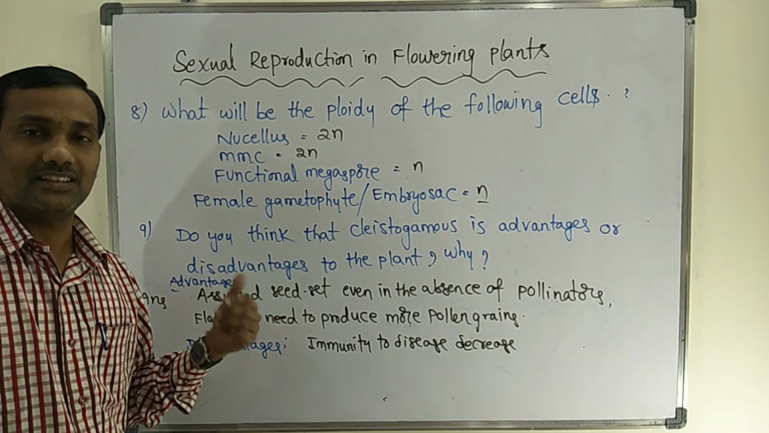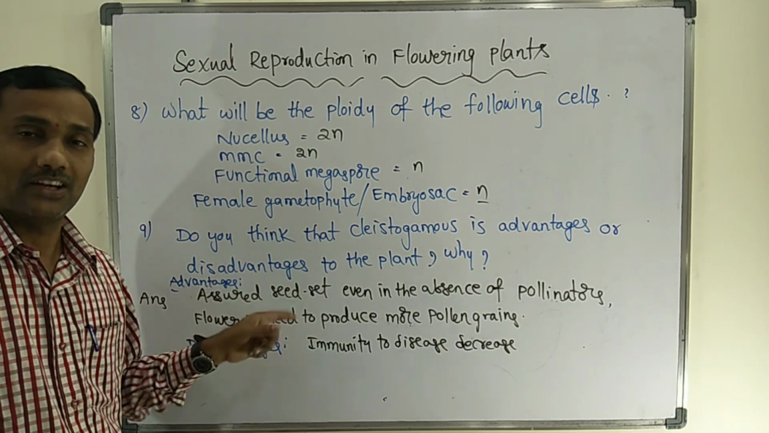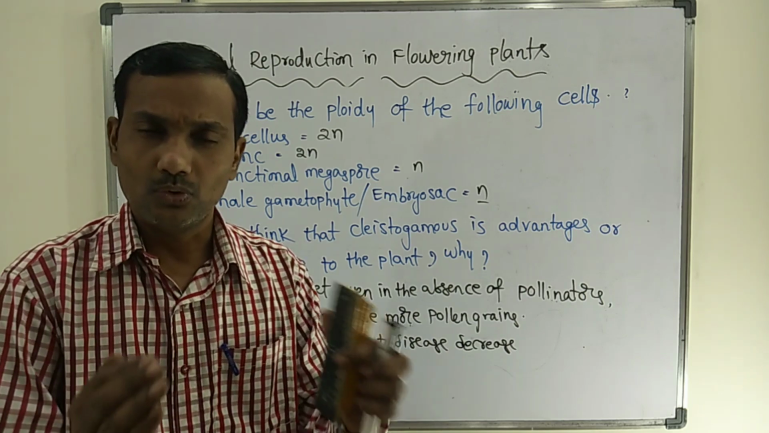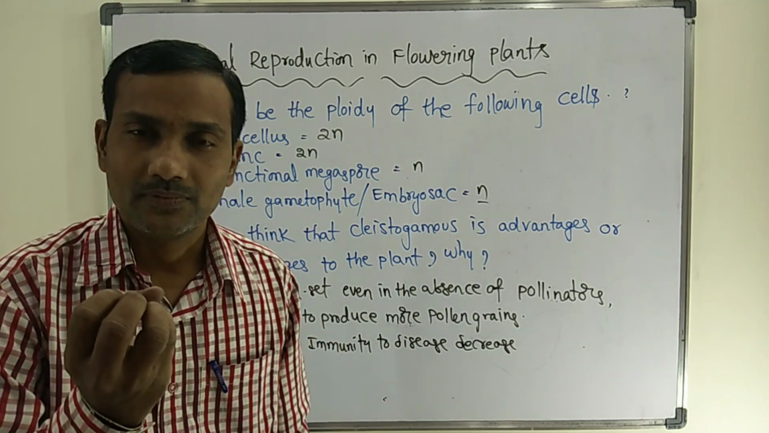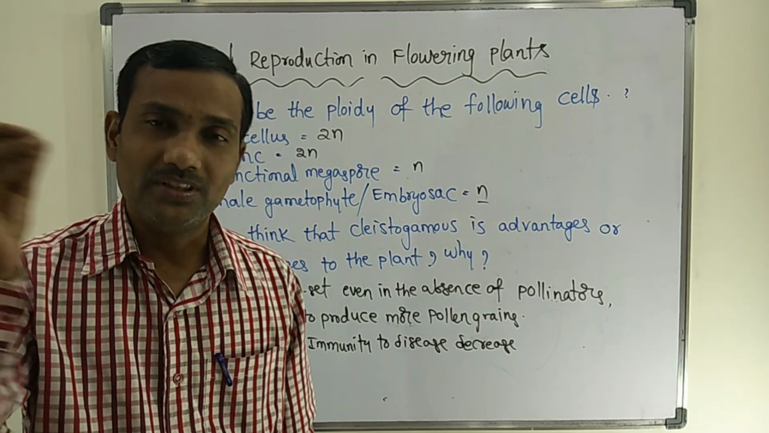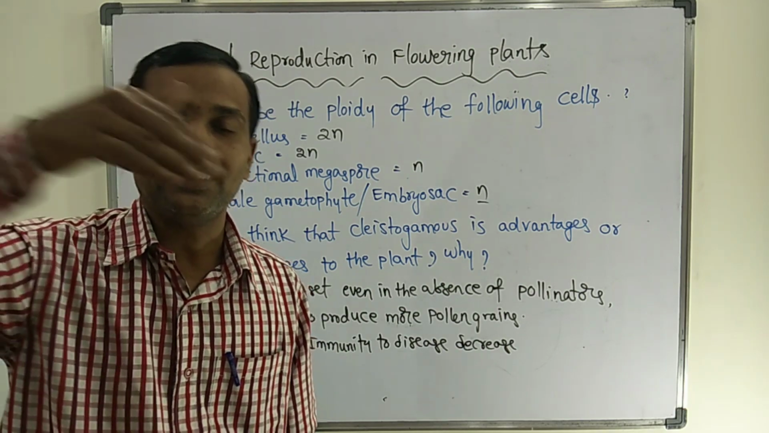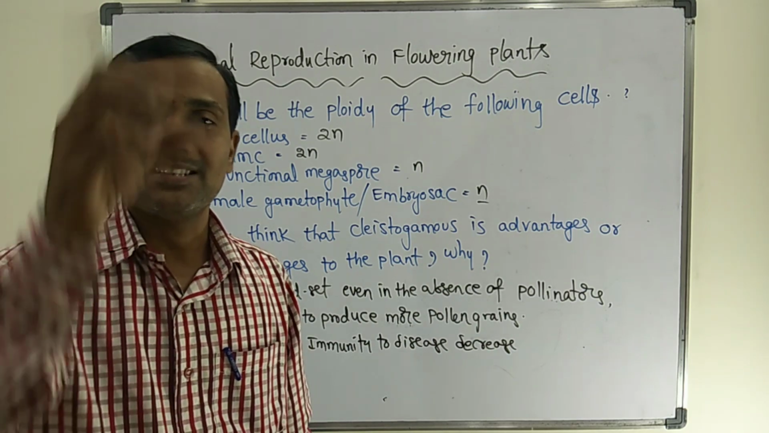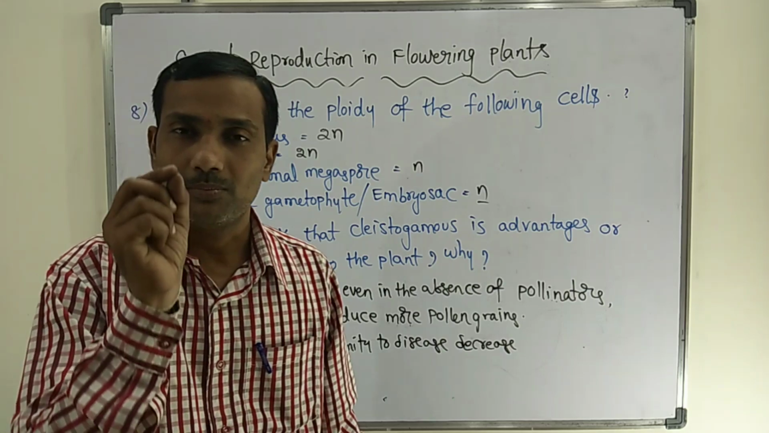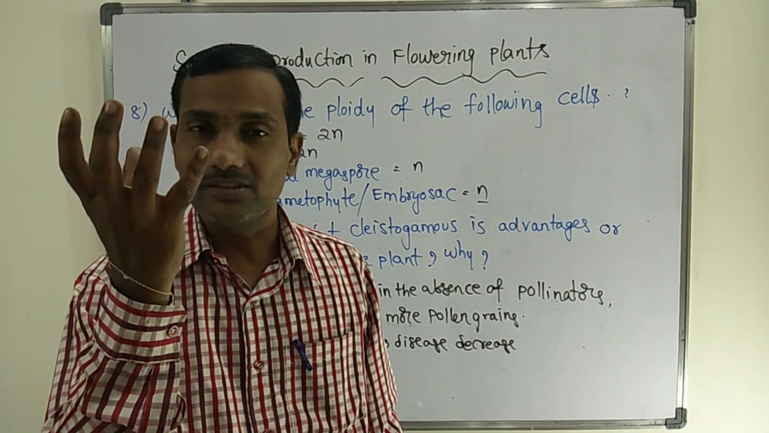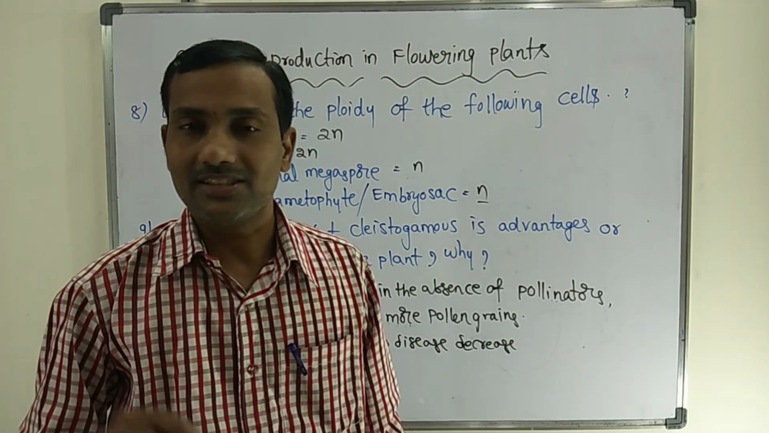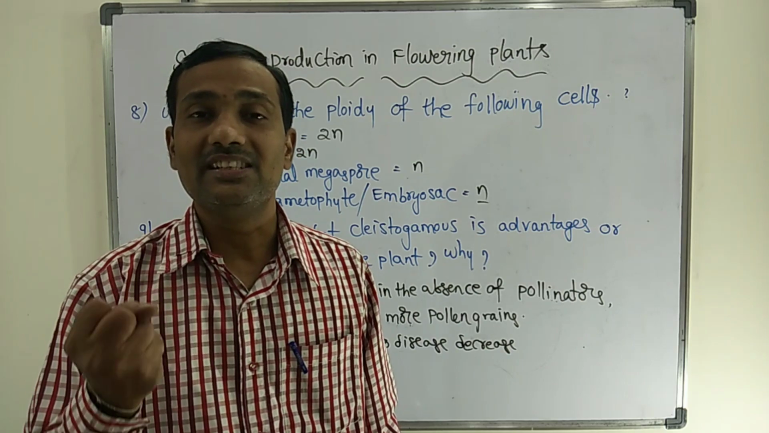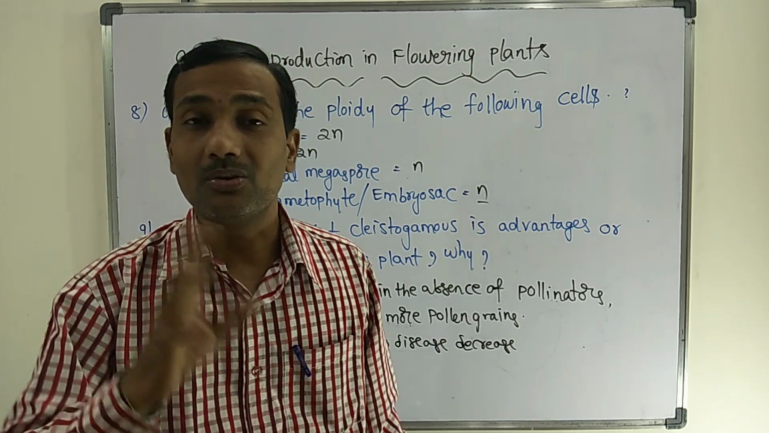There are some advantages and some disadvantages. The advantage is assured seed set even in the absence of pollinators. The flower is closed, so there is no need for a pollinator to visit, because a pollinator cannot enter the flower. Even in the absence of pollinators, seeds will compulsorily form, because the pollen grains, whenever they are released from the anther, fall directly on the stigma within the flower. So 100% seeds will automatically be formed in that flower without a pollinator.